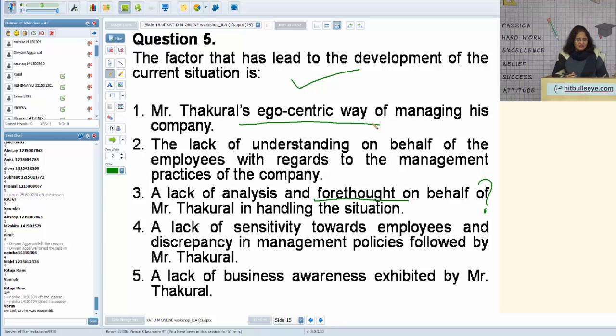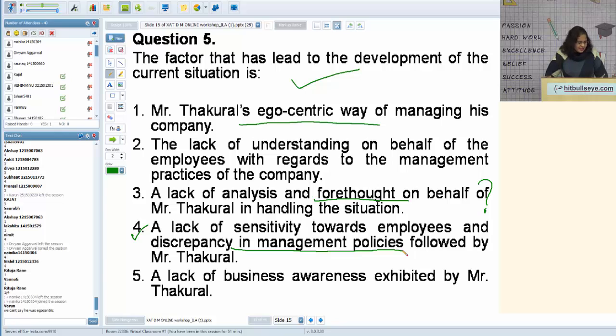We tone it down. If you look at the fourth option, it is almost a tone down, a lack of sensitivity. We don't say he's egocentric, we don't say he's selfish, we don't say he's hard-headed. There is a lack of sensitivity towards employees and discrepancy in management policies, because two things were happening. First, his entire plan of not delegating was not very proper, and second, he had met other managers and he had not met Mr. Ganeshan. So discrepancy in management policies followed by Mr. Thakural. As such, your fourth option is the best choice here.